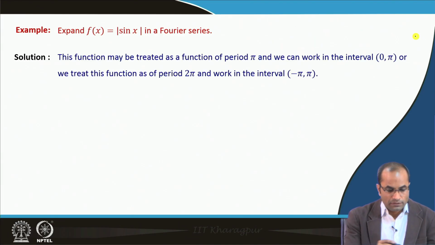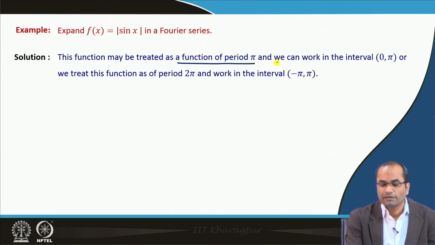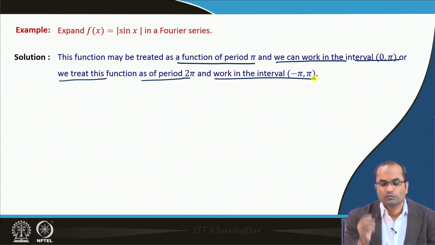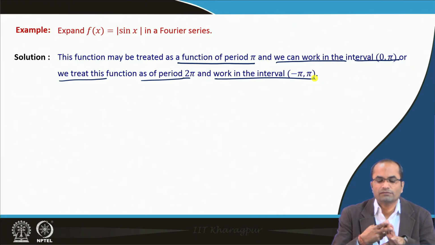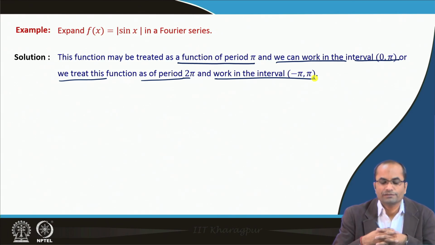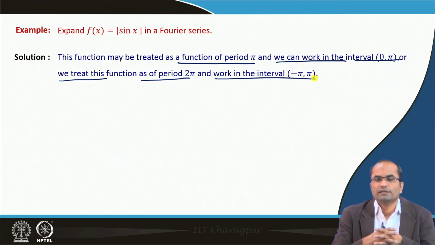So, this function may be treated as a function of period pi, and we can work in the interval 0 to pi, or we can treat this function as a function of period 2 pi, and we can work in the interval minus pi to pi. So, we will take two cases here. In the first case, we will treat this function as a function of period pi, which is actually the fundamental period of this function. And in the second case, we will multiply this fundamental period pi by 2.